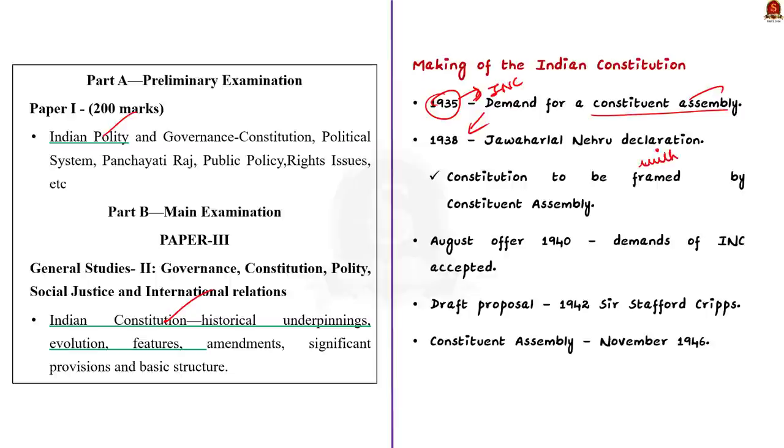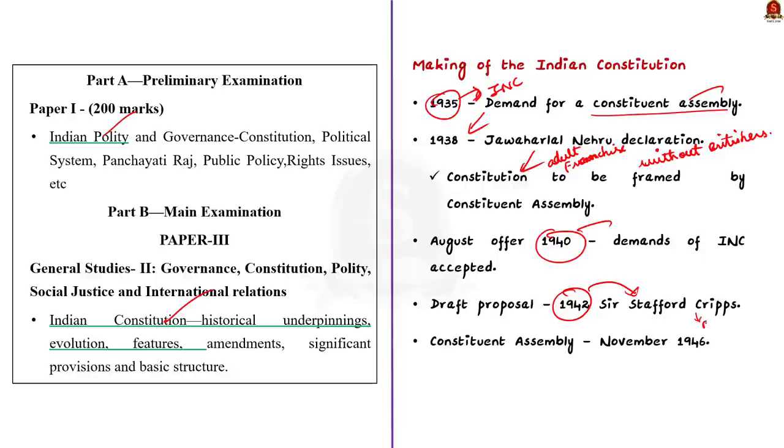Then there was a question. The question is that who will frame the Constitution for India? For this, Jawaharlal Nehru answered that the Constituent Assembly elected on the basis of adult franchise will frame the Constitution of India. So the demands of INC were accepted in August Offer in the year 1940. Finally, the draft proposal for the framing of an independent constitution was brought to India. And this was brought in the year 1942 by Sir Stratford Cripps, a member of the British cabinet.